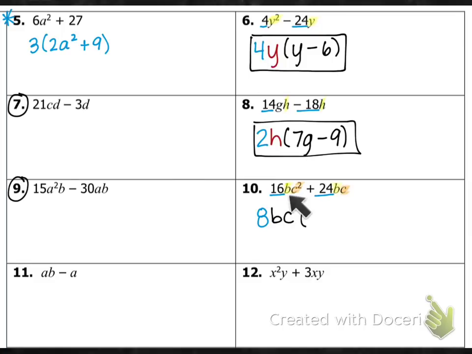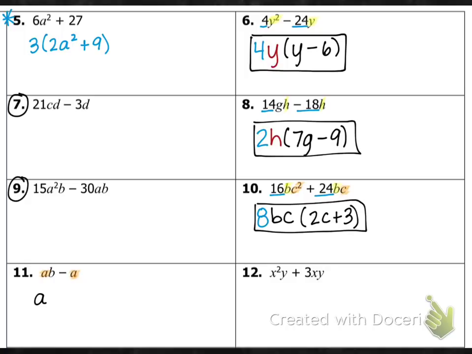What's left over? 16 divided by 8 is 2. There's no more b's left. The b's cancel. And we have a c squared divided by a c. We're only left with one c left. Plus 24 divided by 8 is 3. And then actually both the variables cancel. See how BC and BC? If we take out a BC, there's nothing left. So that's it. And let's check. 8 times 2 is 16. B and then C times C is C squared. 8BC times 3 is 24BC, so that's your answer.